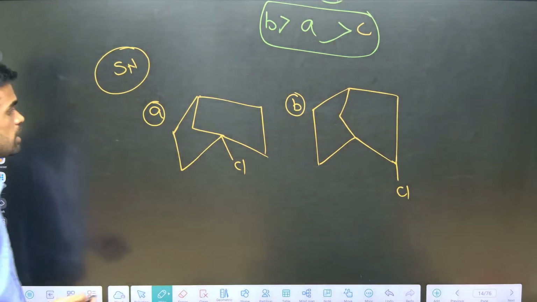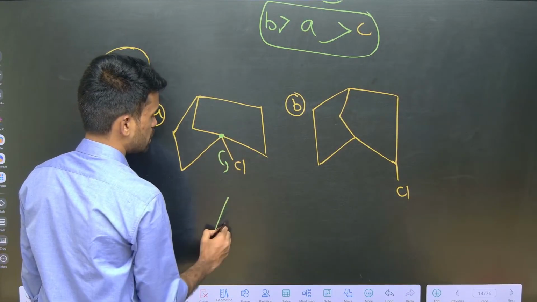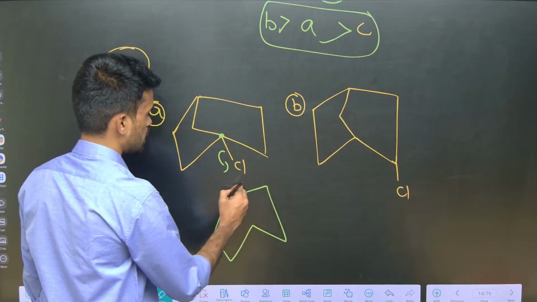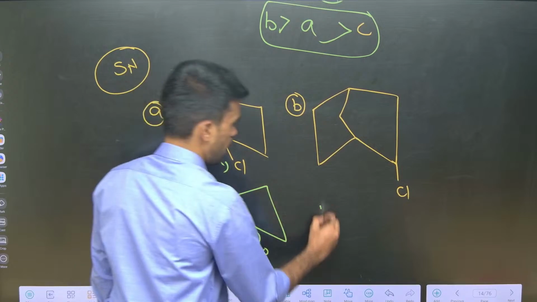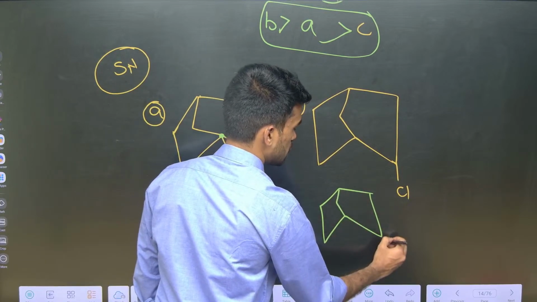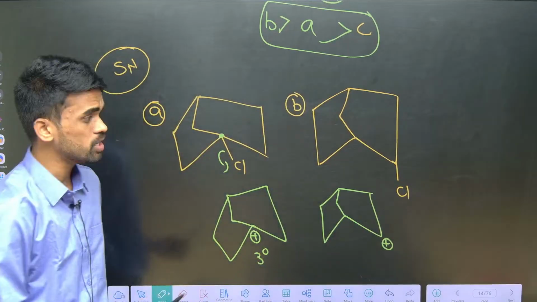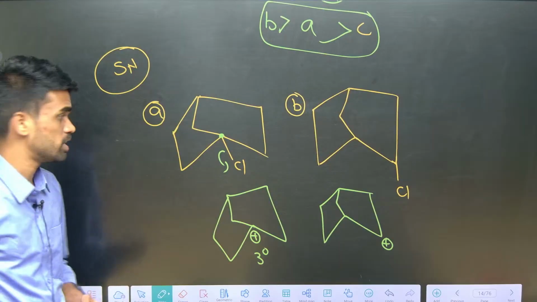Tell me. See, you might be thinking, sir, it is a tertiary carbon. If I remove this chloride ion, we will get a tertiary carbocation like this. So this is a tertiary carbocation and this is a secondary carbocation. We know secondary carbocations are less stable than tertiary, so this will be more reactive, you might be considering, but no.